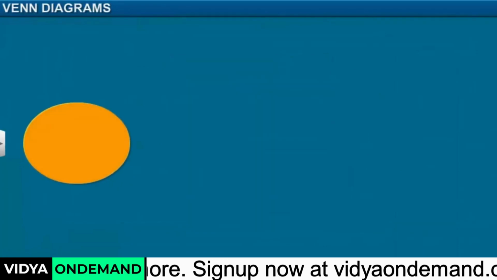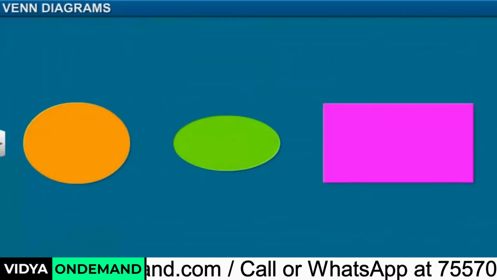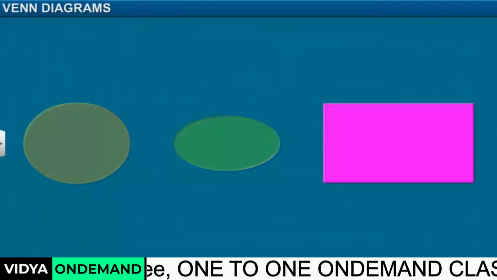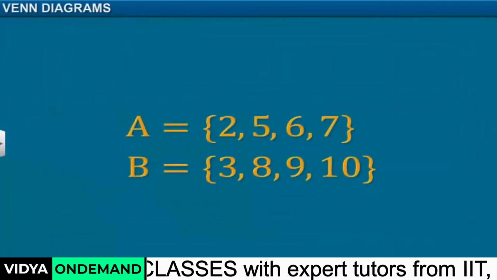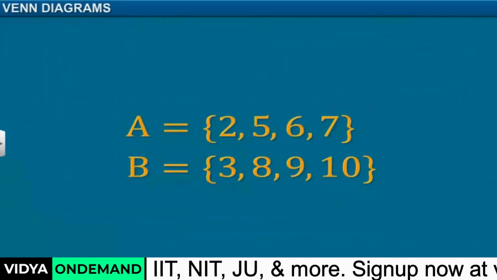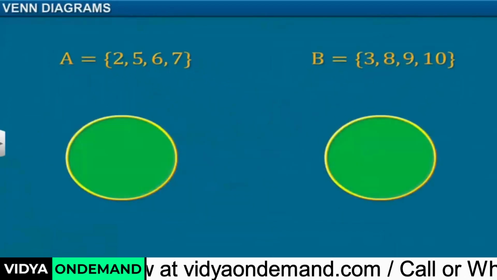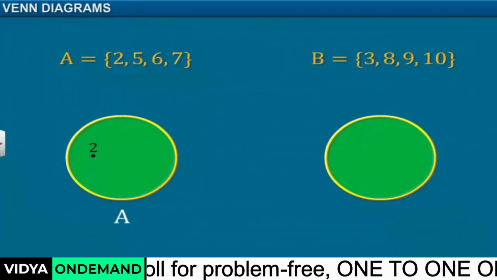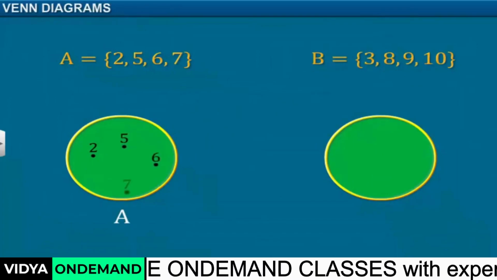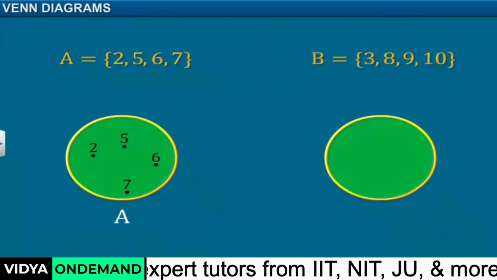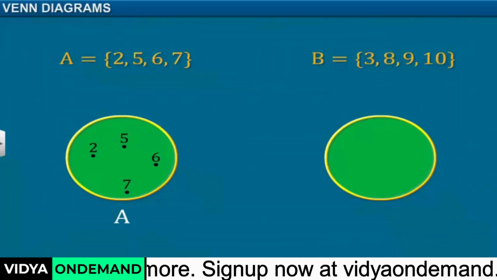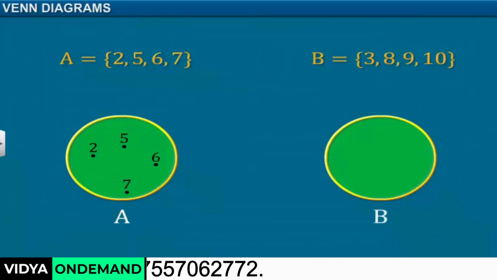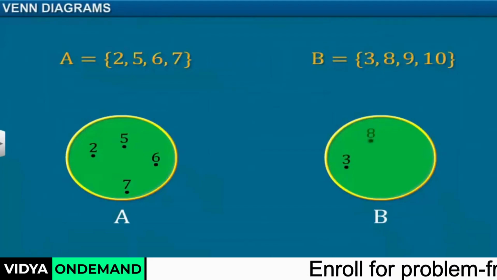Venn diagrams are represented with the help of closed figures such as circles, ellipses, and rectangles. Let's draw a Venn diagram for the sets shown. We represent each set within a circle. The circle representing A consists of the elements 2, 5, 6, and 7. Each number is represented with a dot, with the respective number written next to it. The circle representing set B consists of the elements 3, 8, 9, and 10.